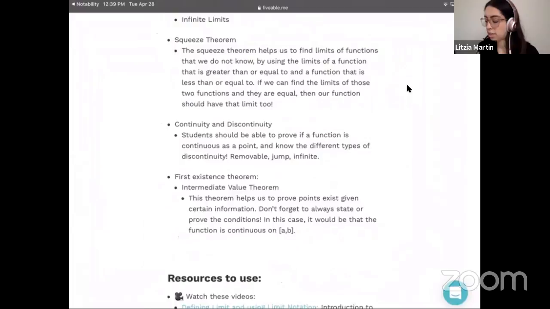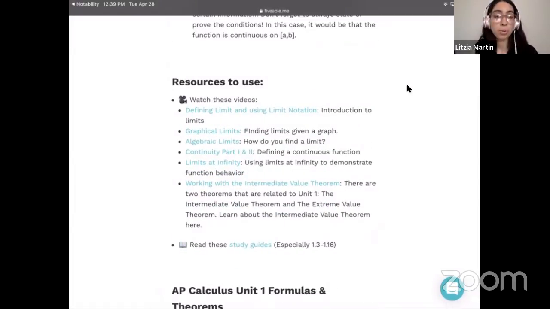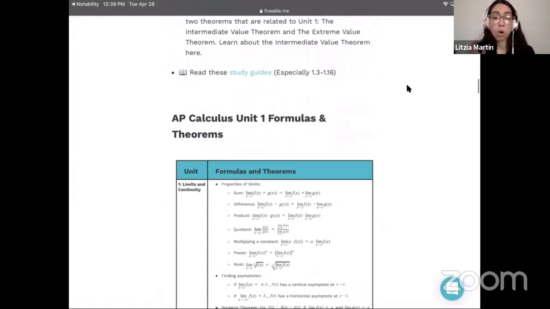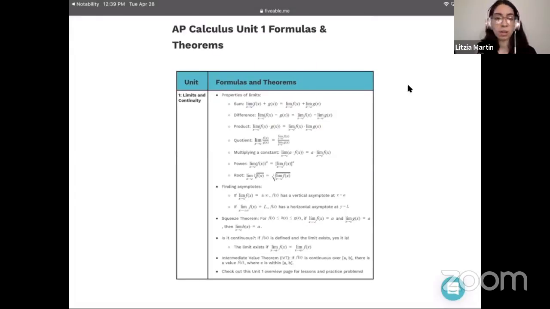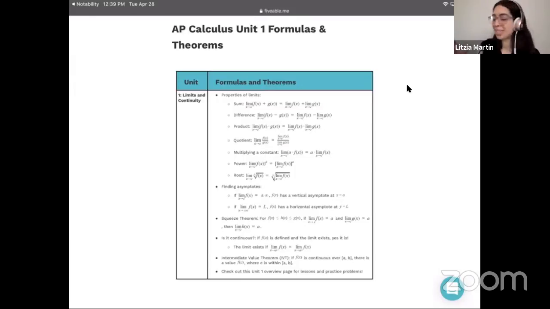But then what's also really nice is that they've linked different resources for you here that you can click through and watch videos explaining. And then it also has all of the theorems and formulas all in one place. And this is nice to have because remember on the AP exam, you can have this sheet with all of the different formulas and theorems on you. Normally on the regular AP exam, any other year, you'd have to memorize all of this.